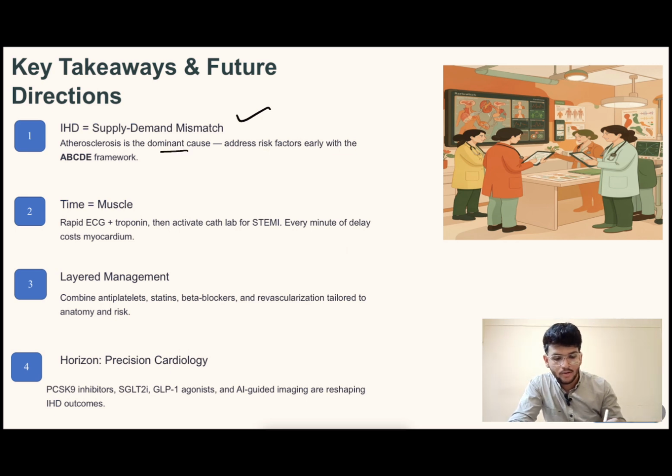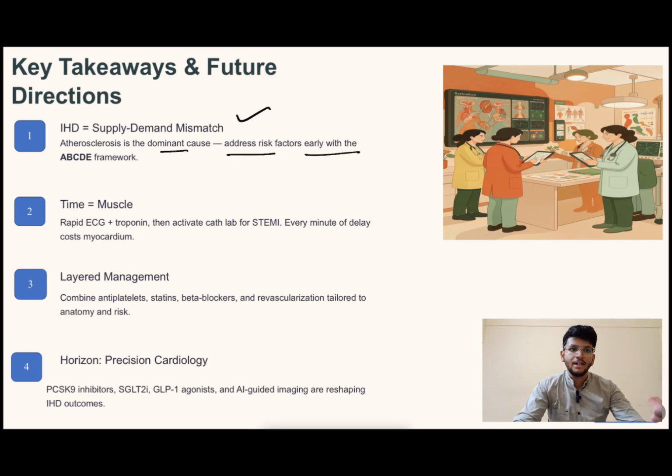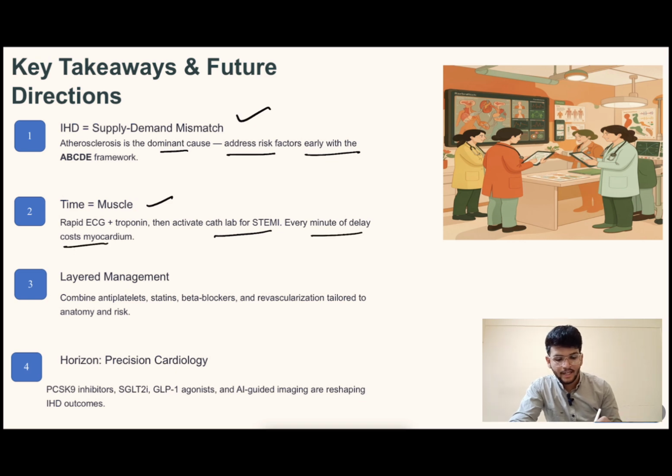The takeaways and future directions from this video: IHD is a supply-demand mismatch. Atherosclerosis is the dominant cause. Address risk factors early with the ABCDE framework, for which we learned the mnemonic. Second, time is muscle: rapid ECG plus troponin, then activate the cath lab for STEMI. Every minute of delay causes myocardial loss. Lead management combines antiplatelets, statins, beta blockers, and revascularization tailored to the anatomy and risk. Precision cardiology is where we use the drugs and treat ischemic heart disease.